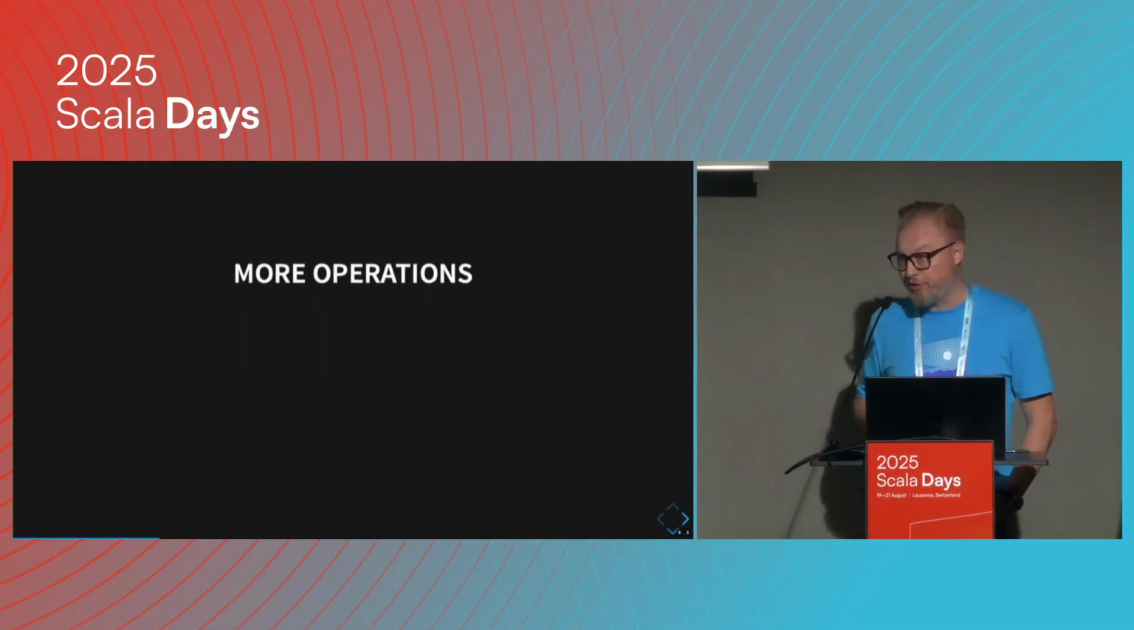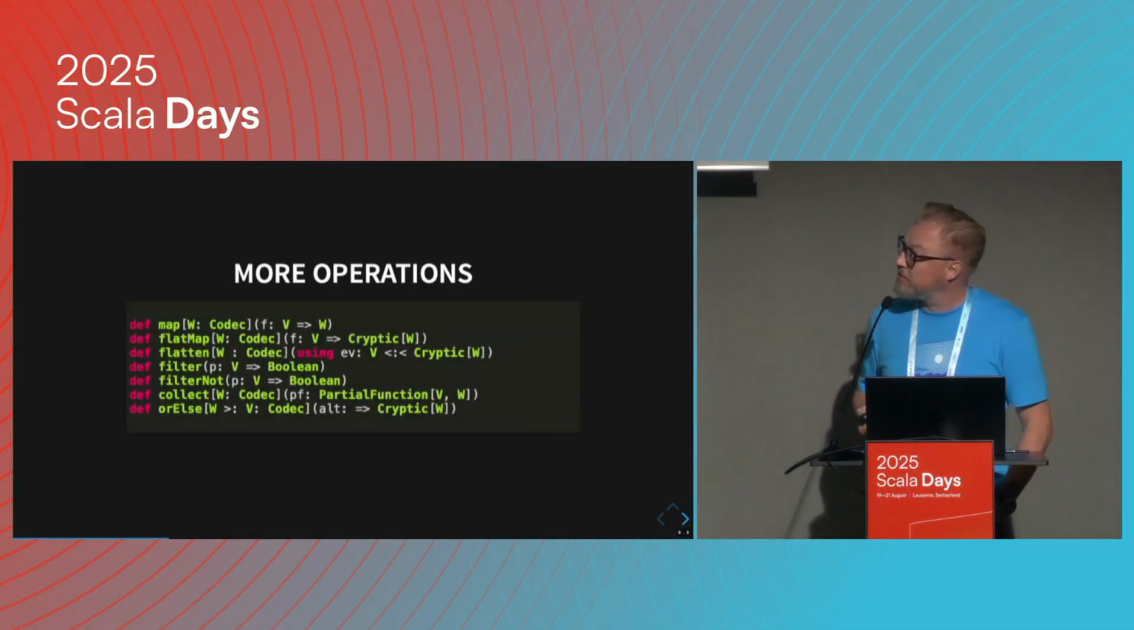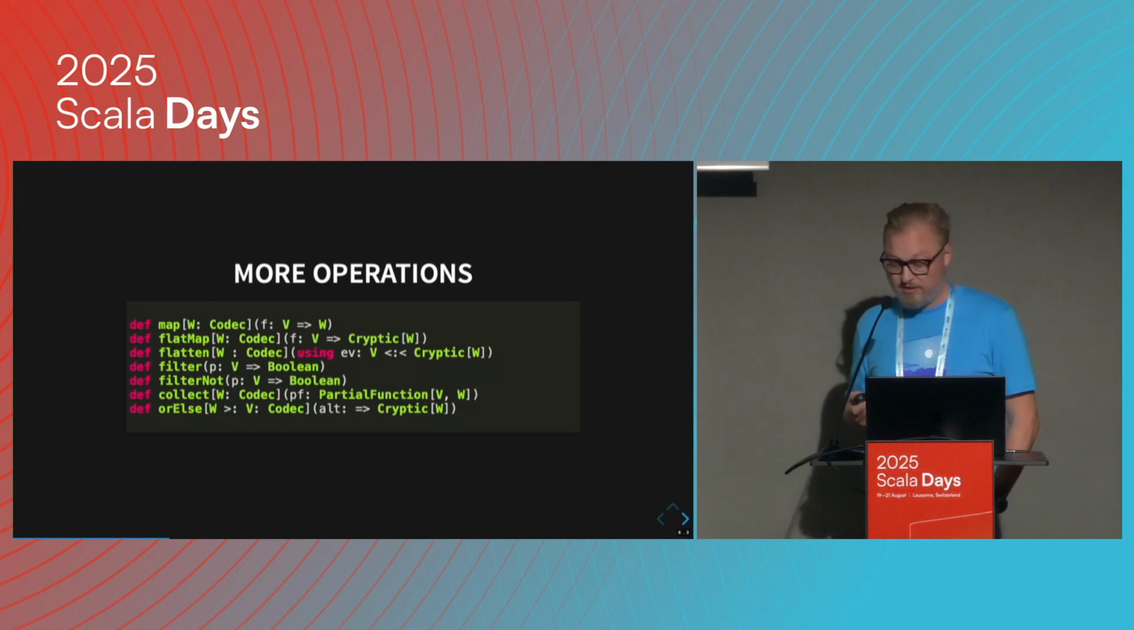But there's more operations. It's not only map. The usual operations are also available, as you'll see here. So yeah, you can use them all, and they're all staged. So they will not run immediately. They will run once you do the decrypt at the end, and it's only the decrypted part that needs any keys or anything else, as we'll see.